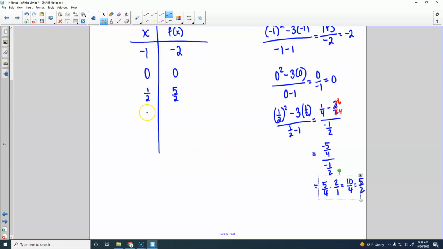Let's do 1/10. Hold on. No, not 1/10. Yeah, let's do 3/4. 1/10 was the wrong direction there. So 3/4 squared minus 3 times 3/4 over 3/4 minus 1. So 9/16 minus 9/4 over negative 1/4.